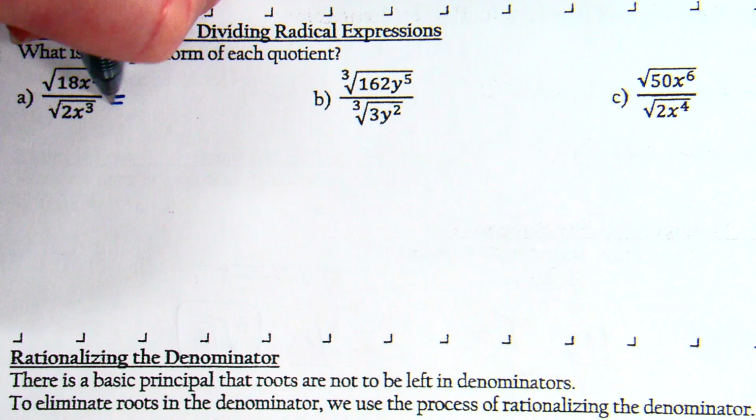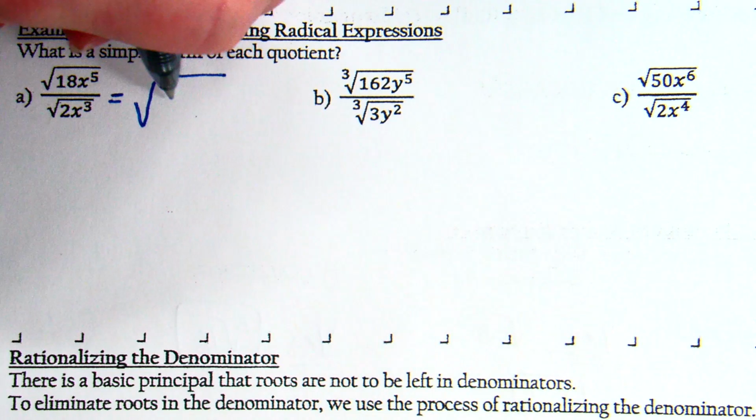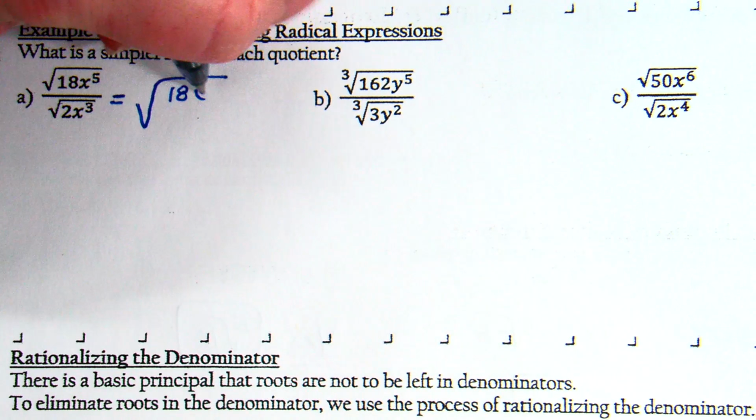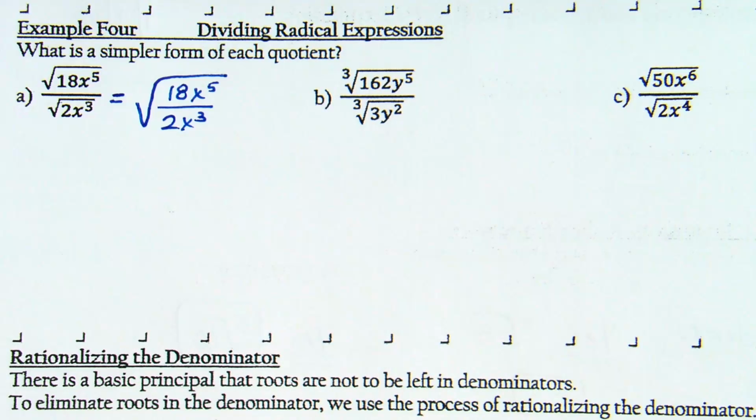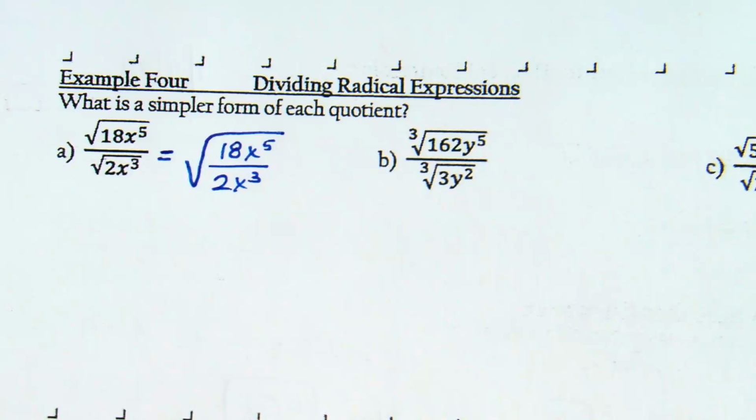If you divide them, and think about this, technically you can write this as one square root. You can write it as the square root of 18x to the fifth over 2x to the third. Look at that fraction. Simplify the fraction.